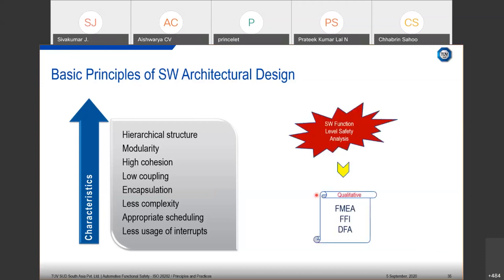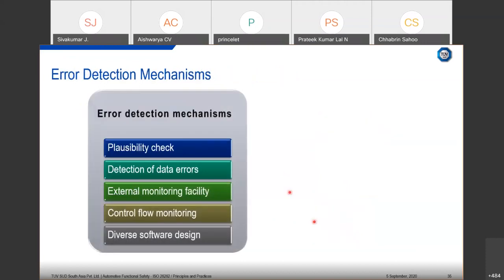And then here, at this level, we should also perform some of the safety analysis, like the FMEA and the freedom from interference aspect. Also, the dependent failure aspect, the common cause and cascading failure aspect also need to be analyzed for the architectural level. So some of the error detection at software level that we are going to discuss.